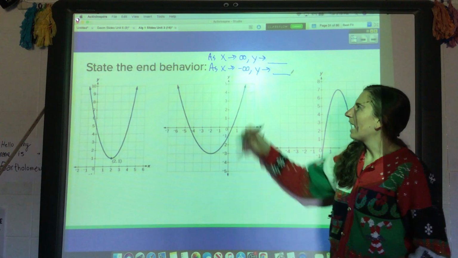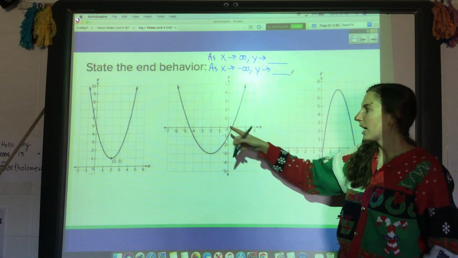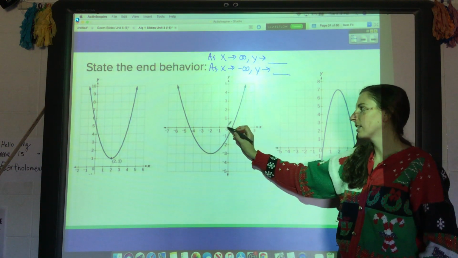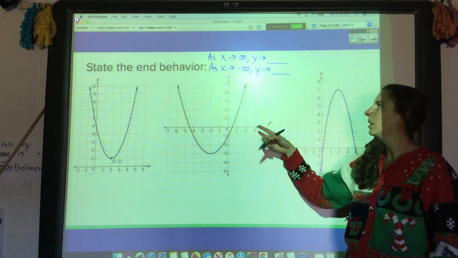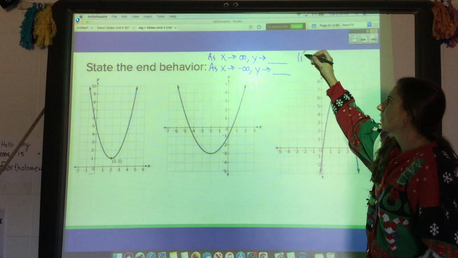As x approaches infinity just means as we go this way, because x approaches infinity in this direction. So this is just saying what's happening on the right side of your graph.